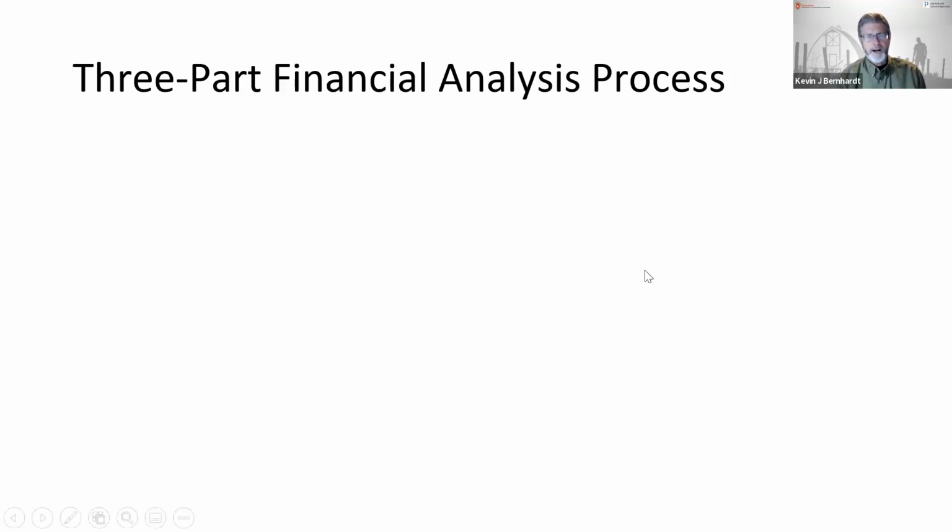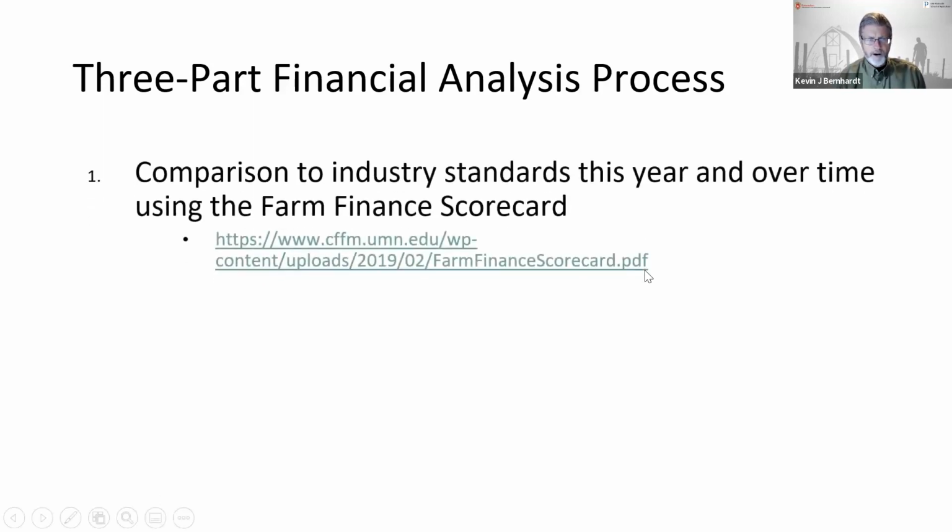The first part of that process is comparison of your financial ratios for your farm to a set of industry standards that are recorded. Primarily the ones we use are ones that are on the farm finance scorecard. And the scorecard is something that has been used for a long time. We'll talk more about that later. And there's a link on the visual that goes to that scorecard.